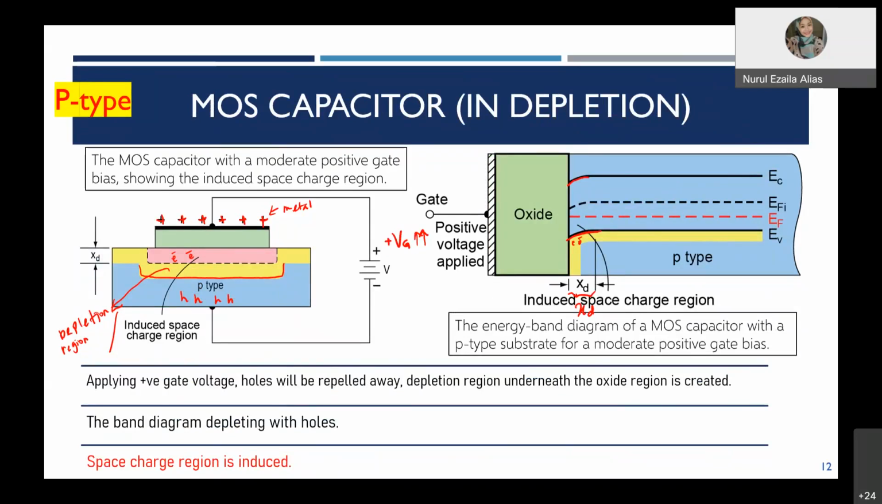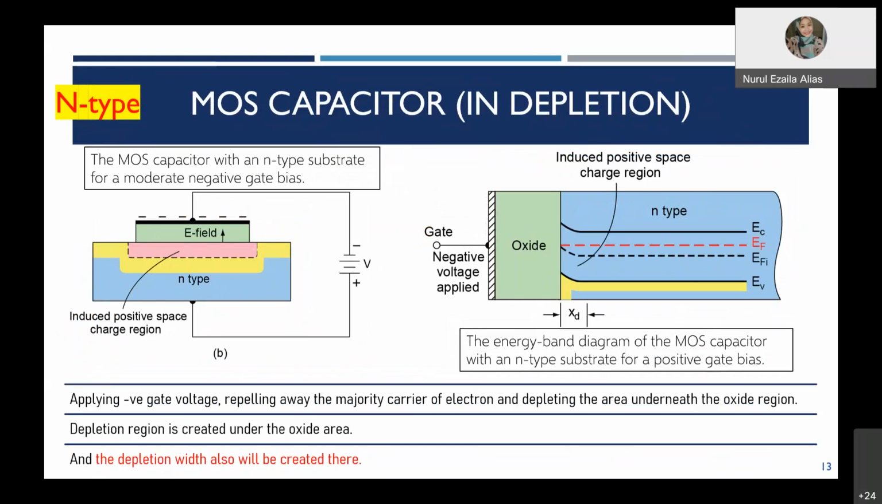So what happens for the n-type depletion? Of course, it is vice versa to what you see in the accumulation. In accumulation, for the n-type, you apply positive voltage. For depletion, you apply negative voltage. So this will be a negative voltage over here.